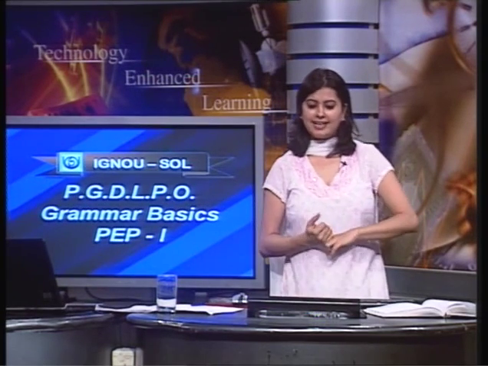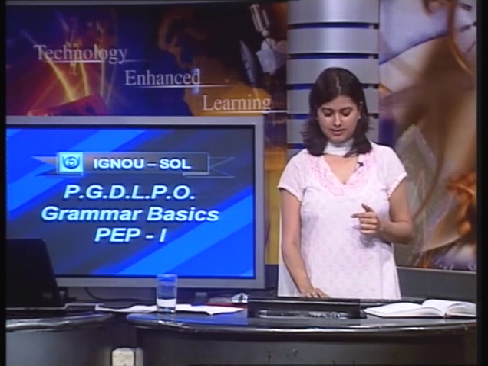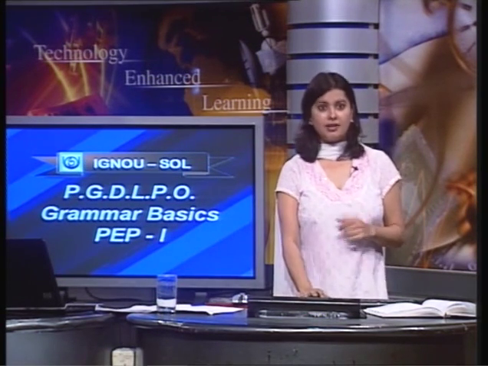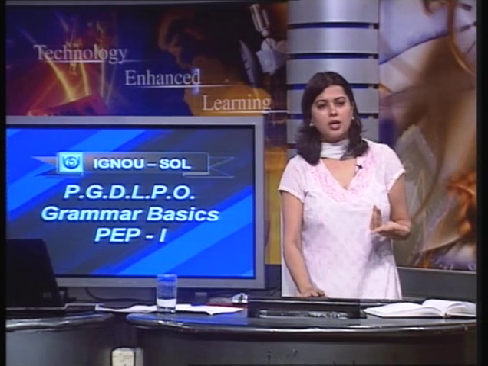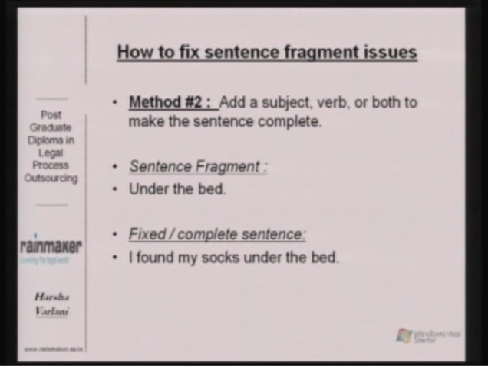The second method, add a subject, verb or both to make the sentence complete. Example, under the bed. What under the bed? Okay. Let us see the fixed sentence. I found my socks under the bed. Okay. So, here I have added to my sentence fragment. Now, it gives you the complete idea that I found my socks under the bed.